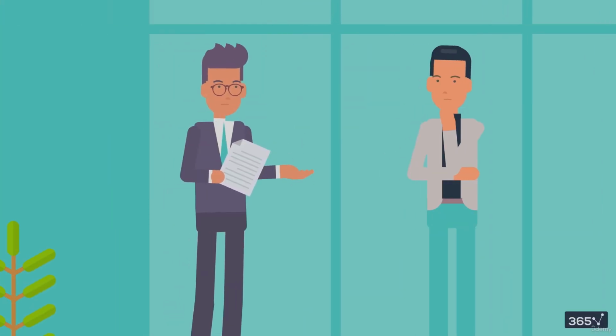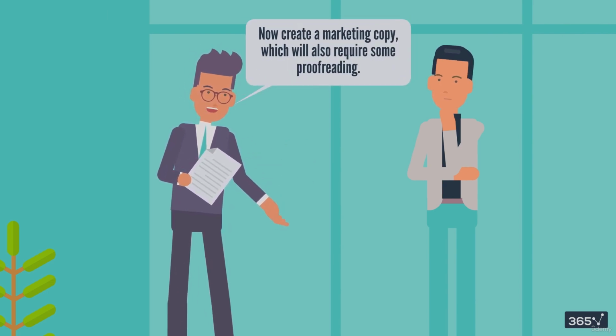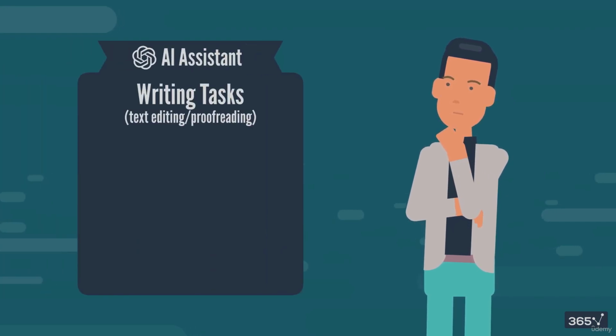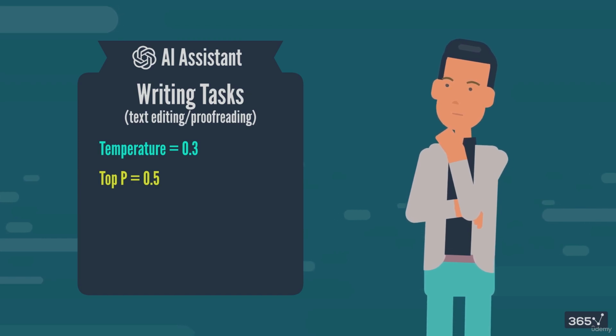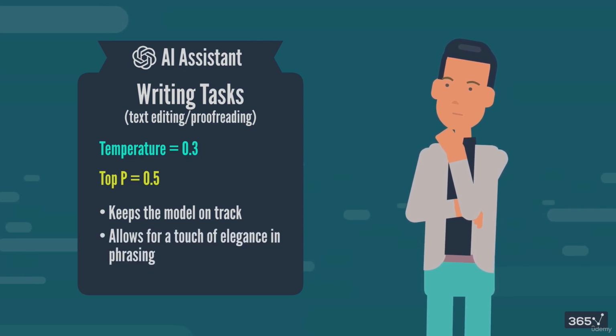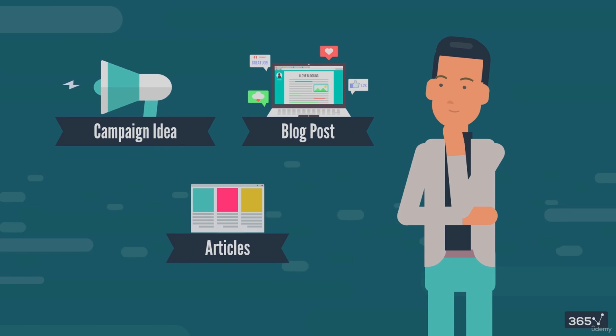Now that you've come up with a campaign idea, you'll need to create a marketing copy, which will also require some proofreading. You'll want the model to be more precise, but with a bit of finesse in the output. So, we'll dial the temperature down to 0.3 and set top P to 0.5. This configuration strikes a balance. It keeps the model mostly on track, following grammar rules and maintaining clarity, but still allows for a touch of elegance in phrasing.